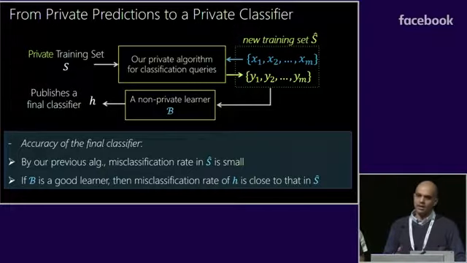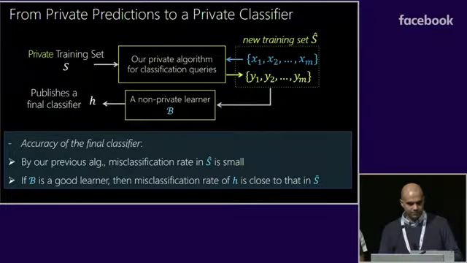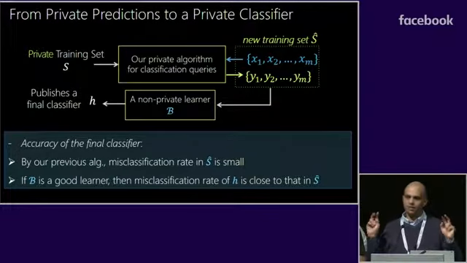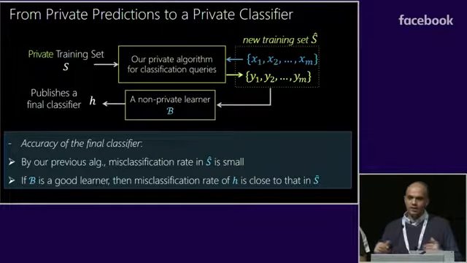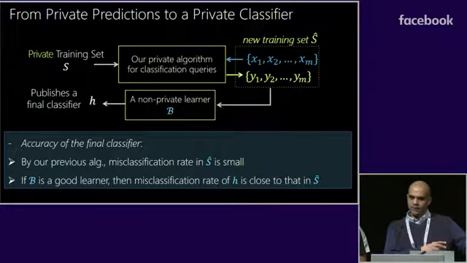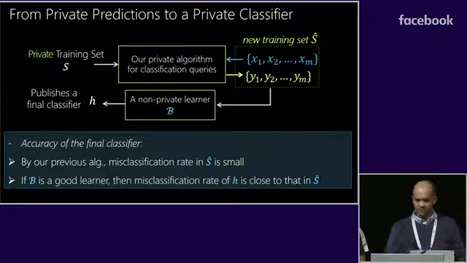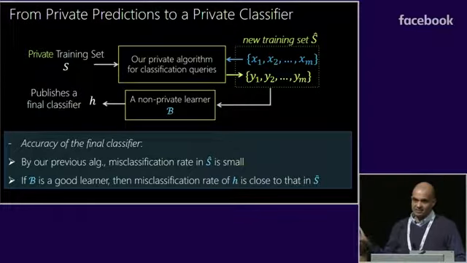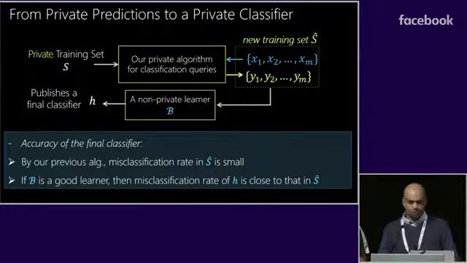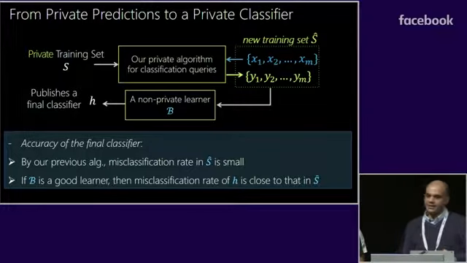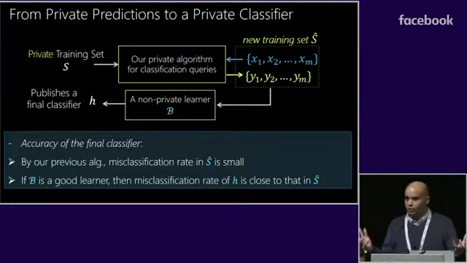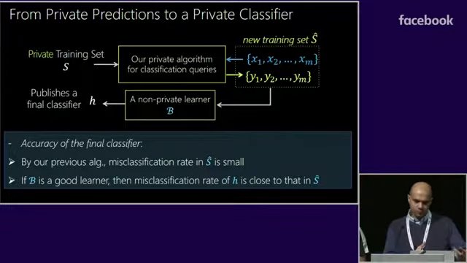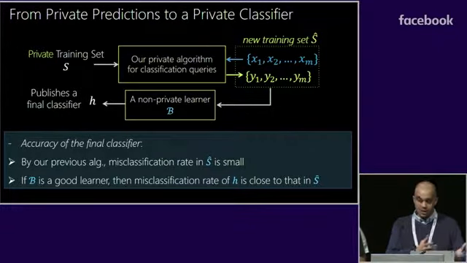Due to time limits, I will not have time to go through the technical details of this part, but the main idea is that we can formally analyze the accuracy of the final classifier by combining these two facts. Fact number 1 is that by the accuracy guarantees we have just shown for our previous algorithm, we can argue that the misclassification rate in this new training set that has the private predictions is going to be small. And fact number 2 is that if the non-private learner is a good learner, then we expect the final output classifier to have a misclassification rate that is close to the misclassification rate within this new training set.